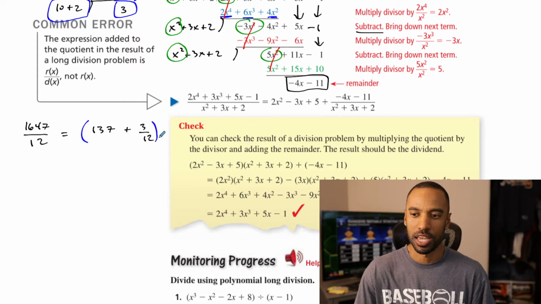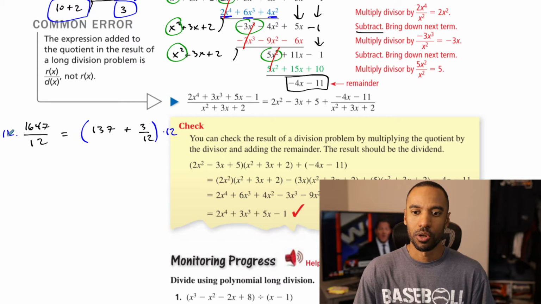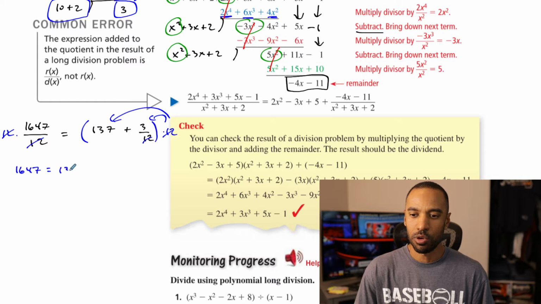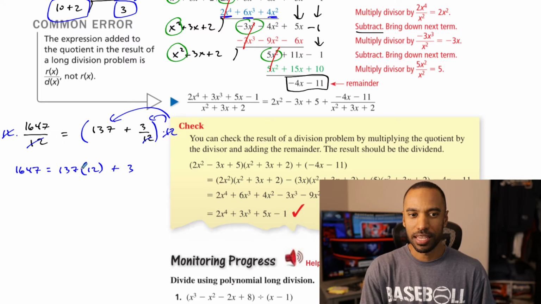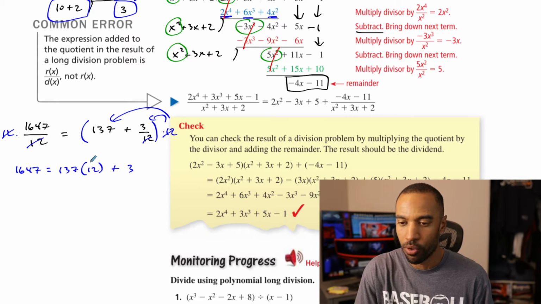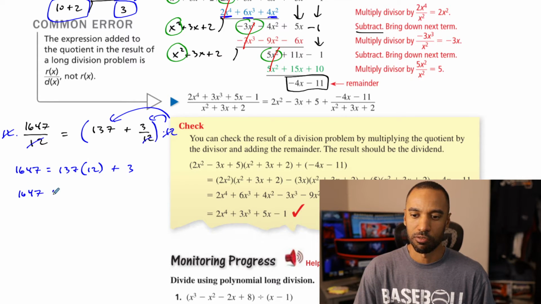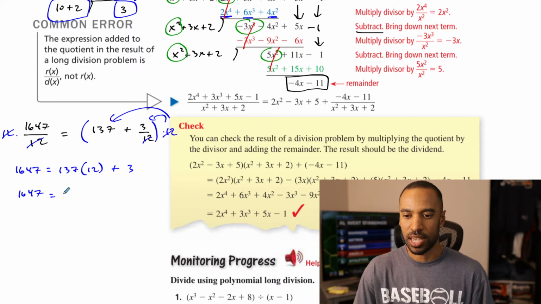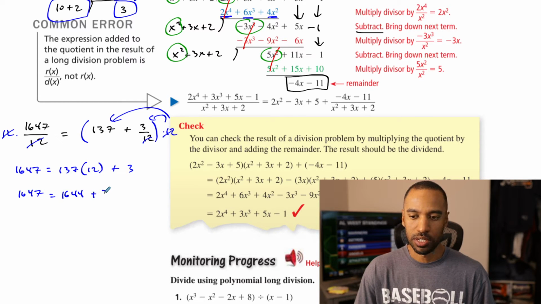Notice if I multiply both sides by 12, the 12s cancel here and 12 distributes into these two. Now, this 12 divided by this 12 will cancel, right? But 12 still multiplies by 137. So 1647 equals 137 times 12 plus 3. So look how this is the same format as this is. Now, 137 times 12 must be 1644, and 1644 plus 3 is 1647. So notice that that's where the remainder comes in. It's the thing that's added to the result of what we could divide by 12 to get a quotient, right?